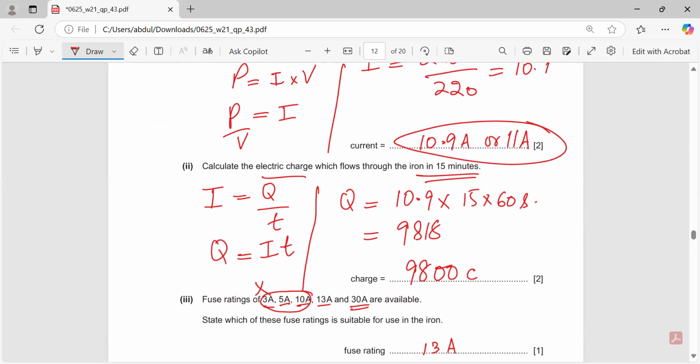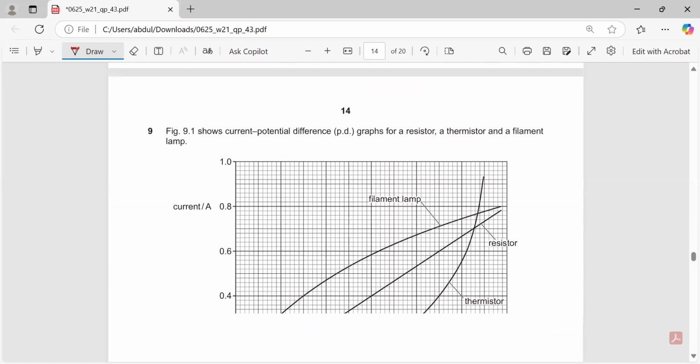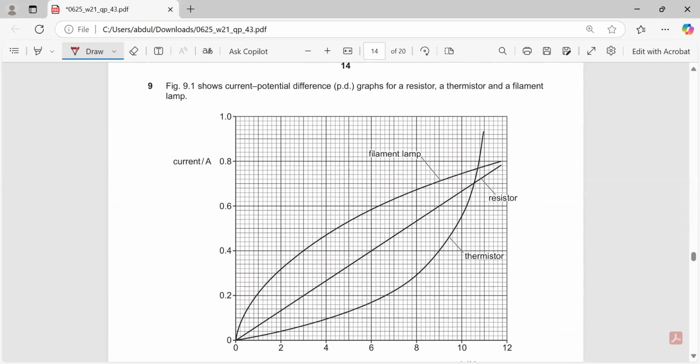Circuit breaker, fuse, and switch are always connected in a circuit in series. It means there is only one path for the flow of current. Okay, my dear friends. Yeah, this is a very good question, by the way.